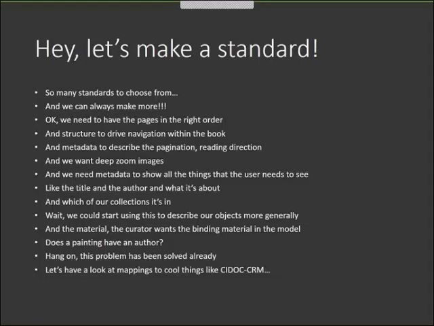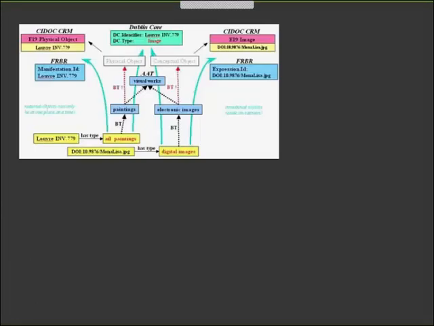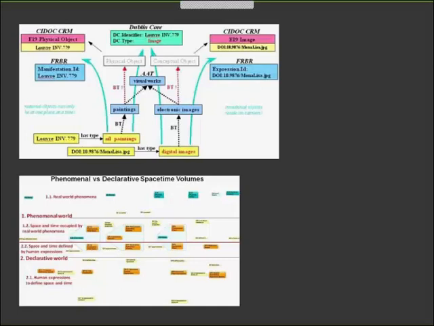And then we have to ask ourselves questions. Well, if we have an author field in our metadata, in the standard that we're going to adopt for digitized objects, does a painting have an author? And then we think, okay, well, this problem must have been solved already. So we go and look at other standards from other domains. We'll look at the CRMs, the CIDOC CRM, and we start realizing that describing cultural heritage objects in all their glory is a complicated business.